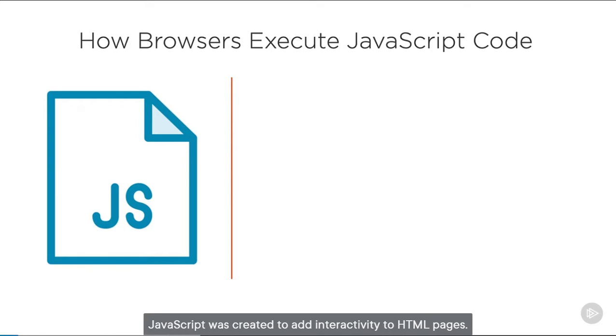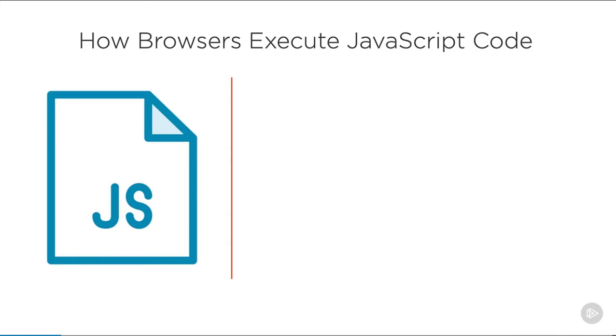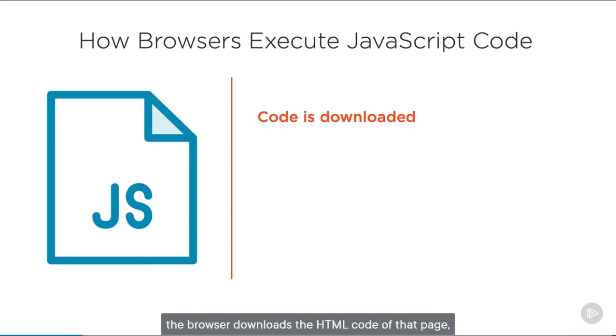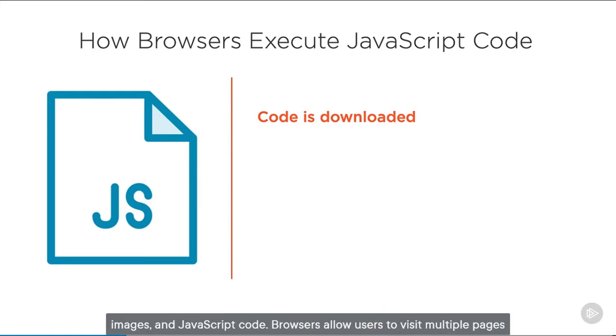JavaScript was created to add interactivity to HTML pages. Web browsers are the native environment to run JavaScript code. In fact, JavaScript is the dominant programming language in this space. When the user visits a web page, the browser downloads the HTML code of that page, as well as all the other assets needed to display this page. This includes CSS style sheets, images, and JavaScript code.